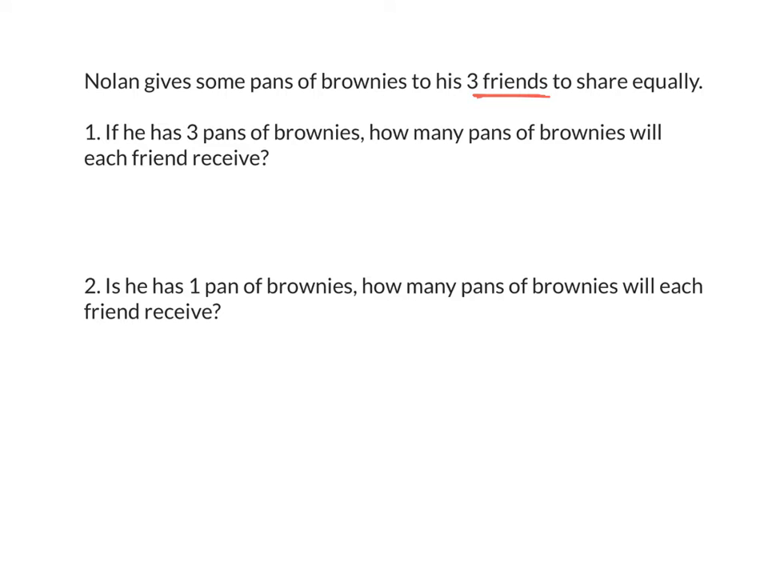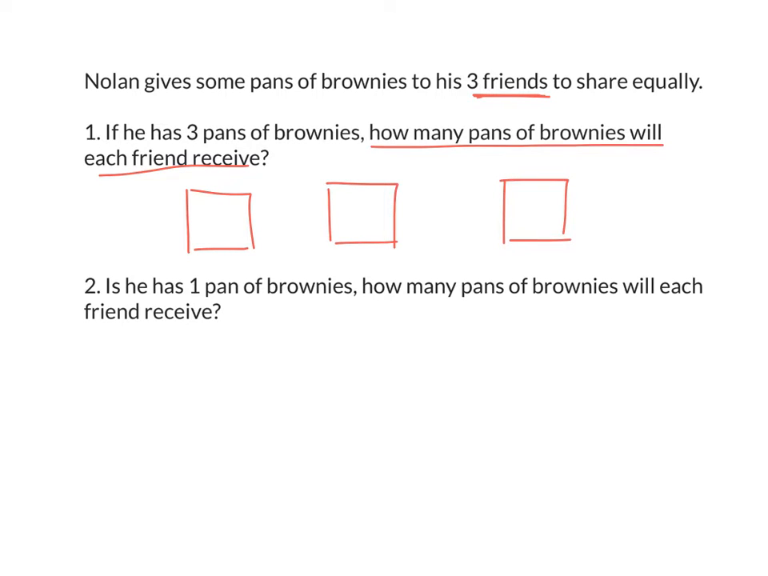So scenario number 1 says if he has 3 pans of brownies to share all together, how many pans of brownies will each friend receive? Well, let's draw a picture to show what that might look like. Here's 1 pan of brownies, 2 pans of brownies, and 3 pans of brownies. Because we know we want to share this with 3 friends, we have to split the brownies equally into 3 groups. So there's 1 group, there's a second group, and there's a third group. So you can see in each group, each friend will receive 1 brownie.